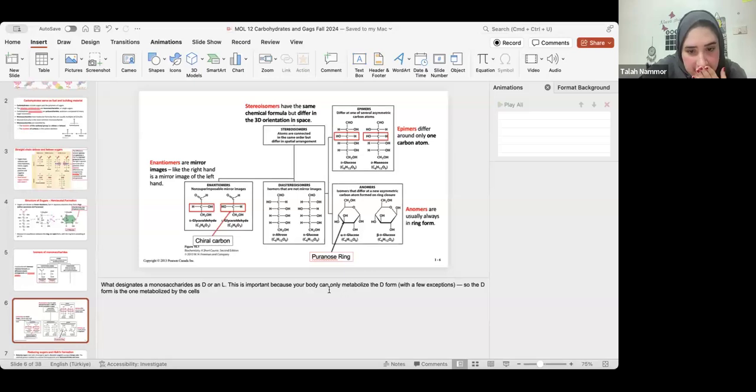Yeah, you can see here. So basically, for a monosaccharide, what is the difference between D and L? It's important because your body can only metabolize the D form, with some exceptions.